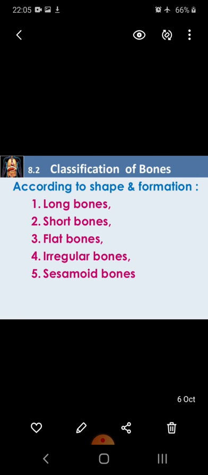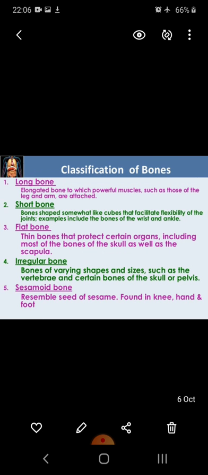Now we will discuss the classification of bones. As you know, you must have studied this in your previous class also. According to shape and formation, we have long bones, short bones, flat bones, irregular bones, and sesamoid bones. So this is the classification of bones according to shape and formation. Now we will briefly discuss these bones.